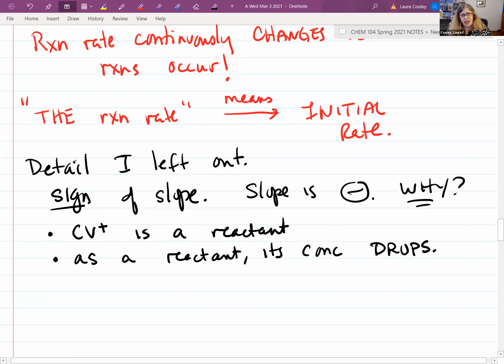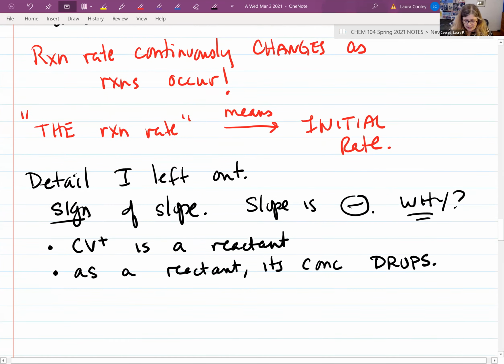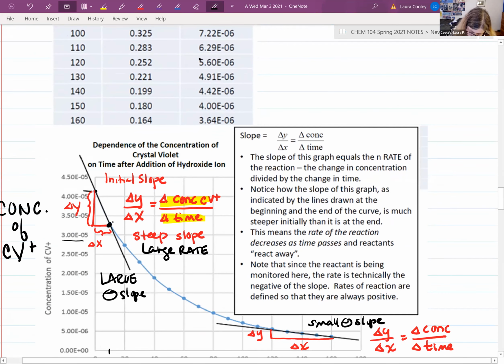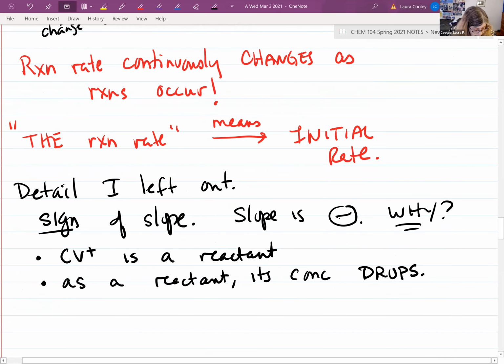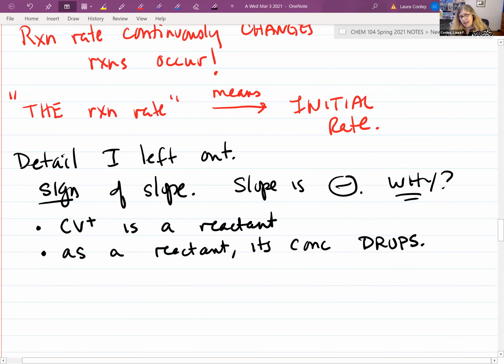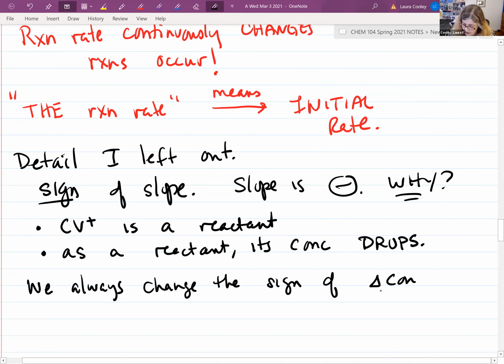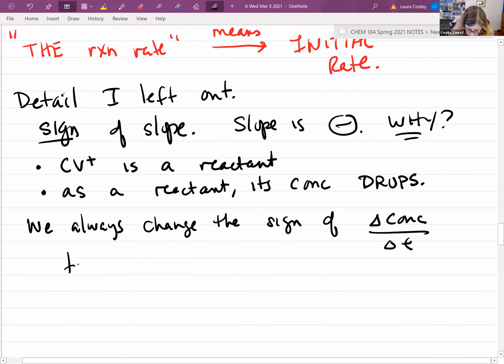So if we take the change in concentration, the final minus initial, we take the concentration here and the concentration here, and subtract, it's going to be a negative number. That's simply because the concentration is going down. So we always change the sign when we're talking about a reactant that is disappearing. That's how we solve the whole thing. We always change the sign of the delta concentration over delta T to make it positive.